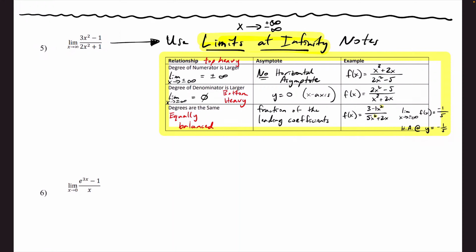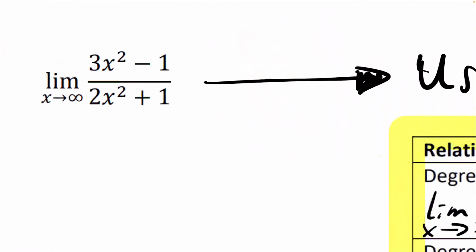I cut and pasted it here because it's in your notes from when we did limits. But this is, remember, top heavy, bottom heavy, equally distributed, that idea. If you have a limit approaching positive infinity or negative infinity, think of it as: is it bottom heavy, top heavy, or equally distributed? So like number 5.